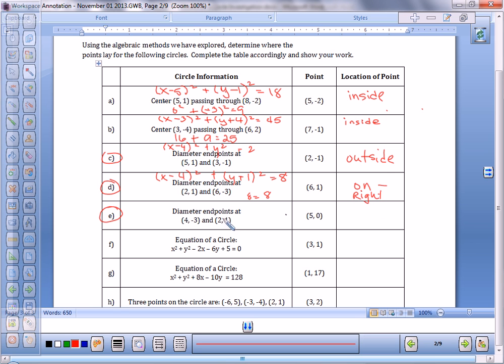Okay, this one would be x minus 2. No. X minus 3 squared plus y plus 1 squared. What does this equal? I don't see mine on my answer sheet. 5. Yeah, I do see it on my answer sheet. And so did you get this one is on also? Yes. So it would be right.